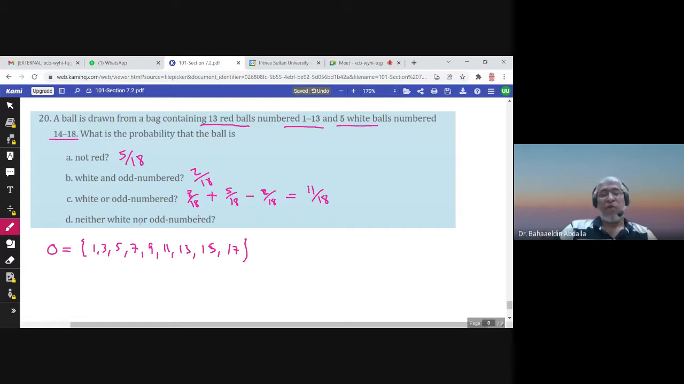Neither white nor odd. It is 1 minus 11 over 18. We said neither nor means the complement of white or odd. So the answer is 7 over 18.